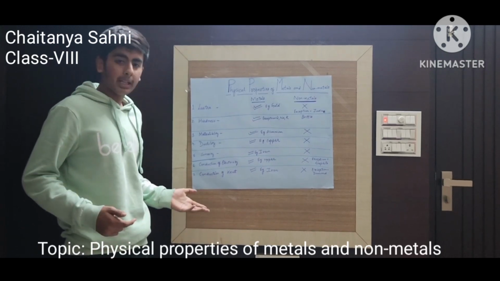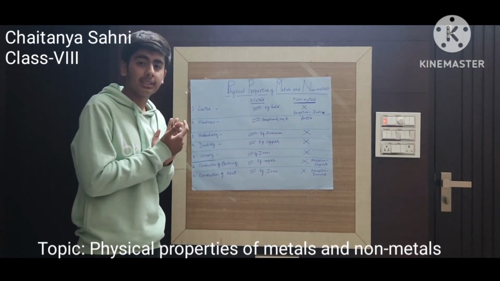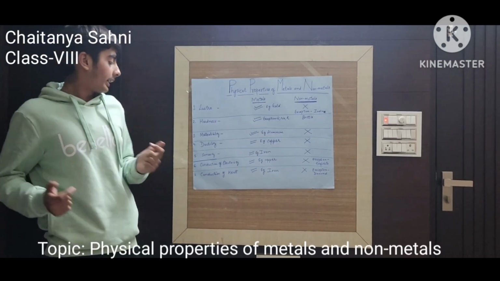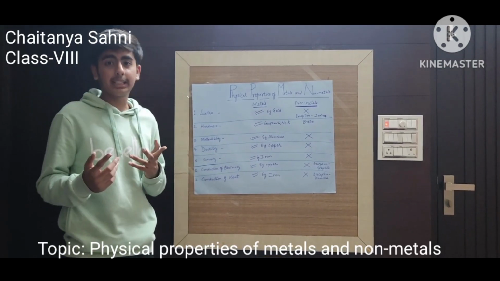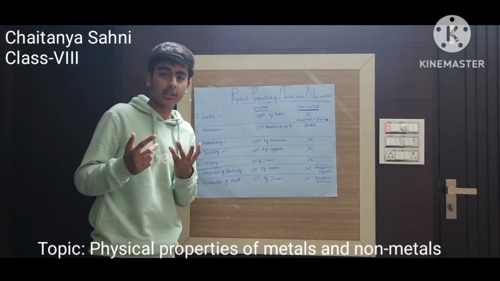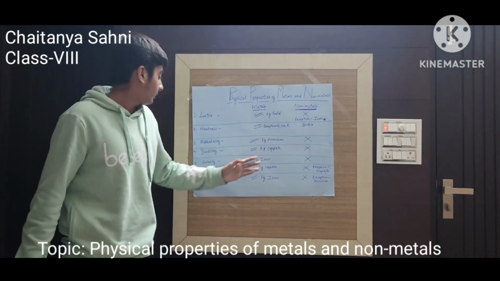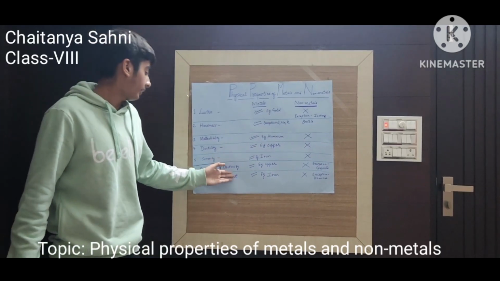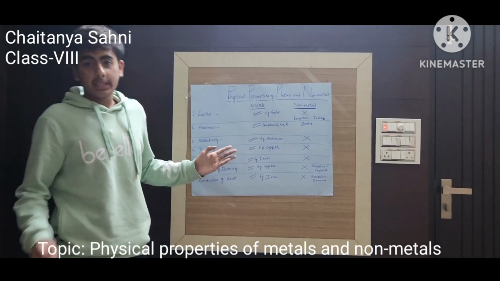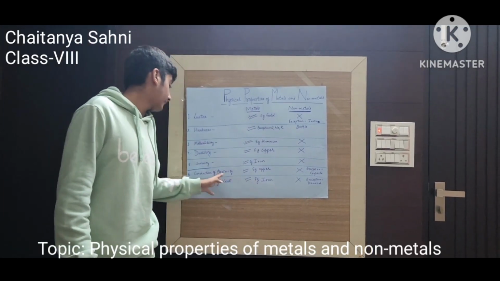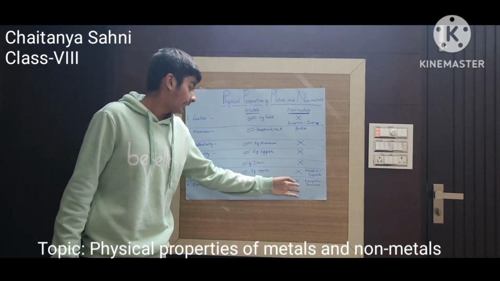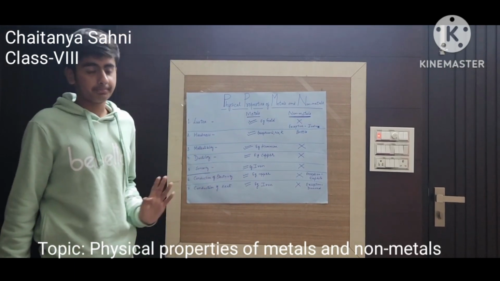We can understand this by an example: our cooking utensils are made up of metals so that they can conduct heat, and it is used in making food. Non-metals are not good conductors of electricity and heat, but there is an exception in both cases, as graphite can conduct electricity and diamond can conduct heat.